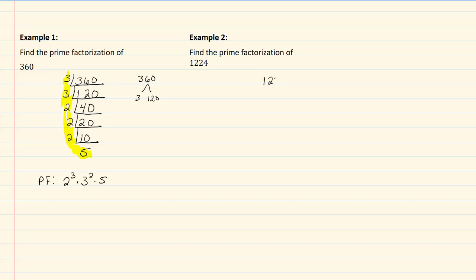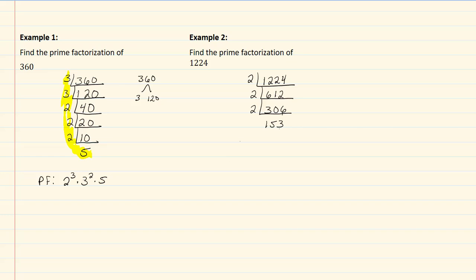We're going to start with 1224, and I'm going to use 2 because that's the most obvious. And 2 goes into 12 6 times. 2 goes into 24 12 times. 612 is divisible by 2. So 2 goes into 6 3 times. 2 goes into 12 6 times. And that's divisible by 2. 2 goes into 30 15 times. 2 goes into 6 3 times. So it looks like I'm out of 2's now.